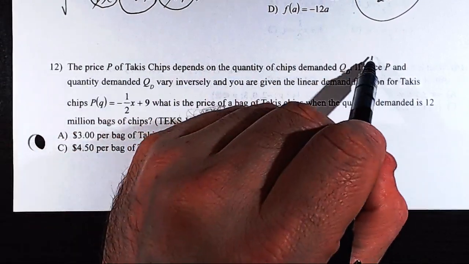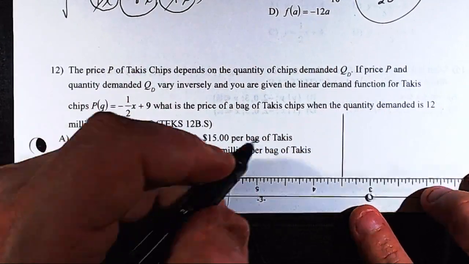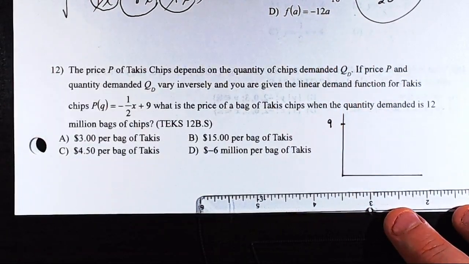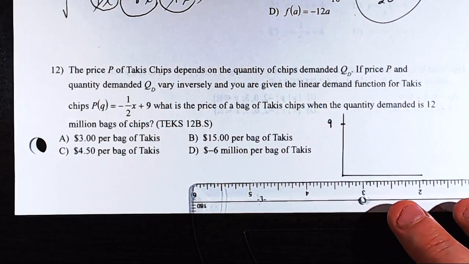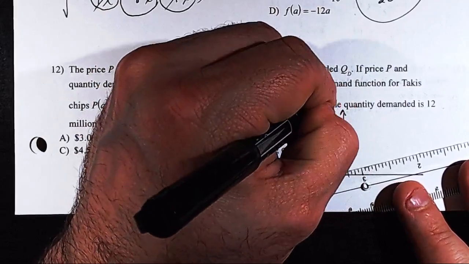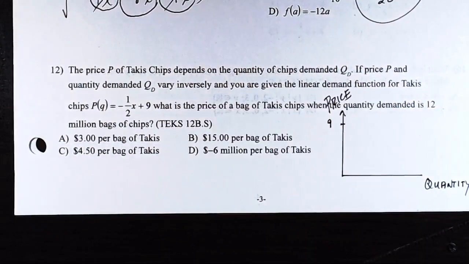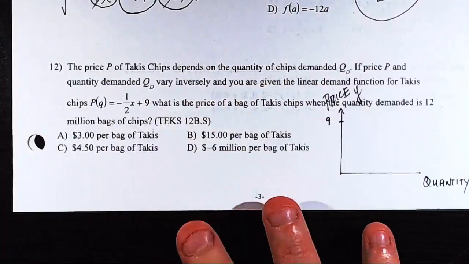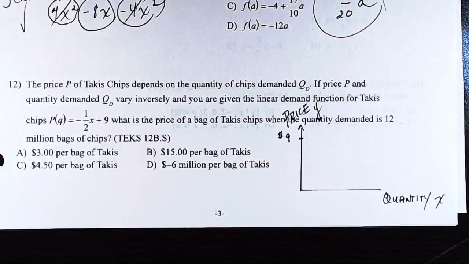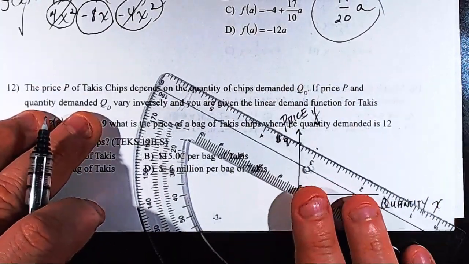So all of this nonsense right here is just a way of saying you have a downward sloping line. And that downward sloping line is given by this equation. So it has a y-intercept of 9 million bags of chips. I think so, right? No, it's price. $9 per bag, okay, just to make sure. Right, my y-axis is price, and this is the quantity axis. All right, price is the y-value, quantity is the x-value. Okay, so $9. And then I've got negative 1/2 x, so down 1 over 2. All right, good enough for government work.